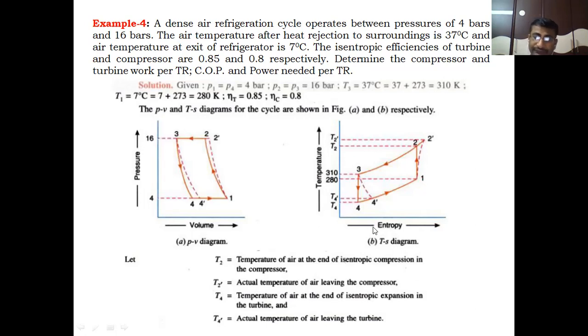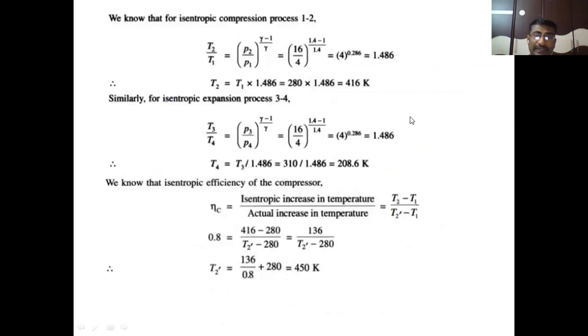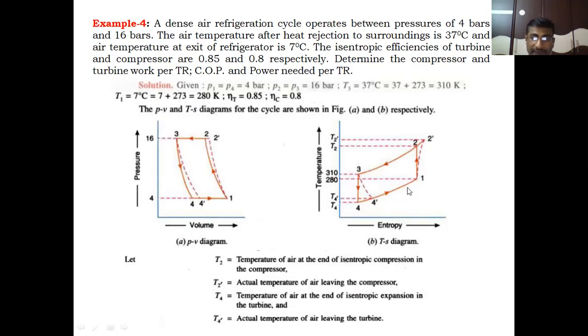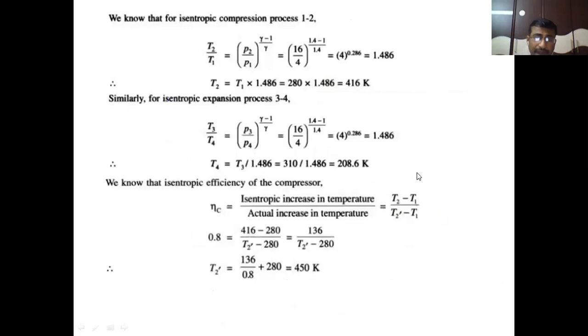Dear students, for the isentropic process, we should find all the temperatures in the given cycle. Then only we can find the power and work required. Here, 1 to 2 is the isentropic compression, isn't it? For this, we can use the adiabatic formula: T2 by T1 is equal to P2 by P1 whole power gamma minus 1 by gamma. T2 by T1 equals this formula.